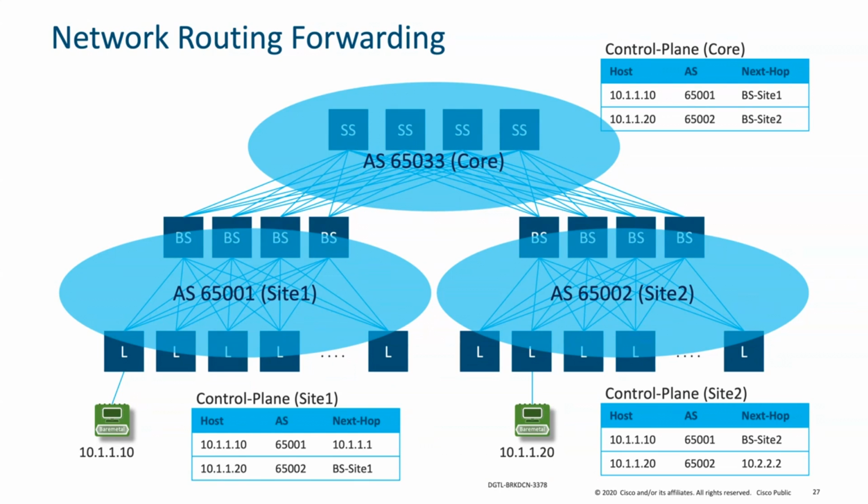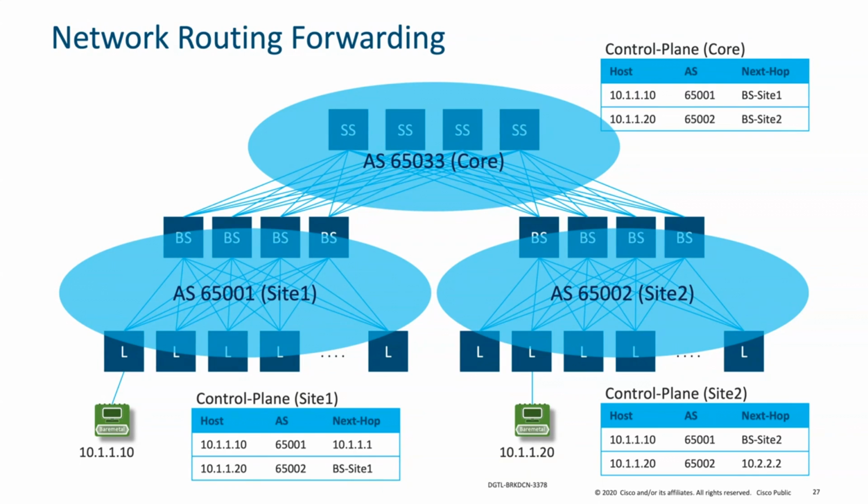He will do encapsulation to the other border spine, and the border spine will encapsulate, decapsulate, and then do a VxLAN to the other leaf. This is all done in hardware. There is no impact on performance. Everything is done in ASIC. There is no impact on the CPU.